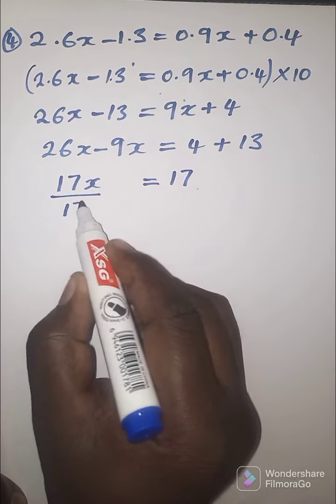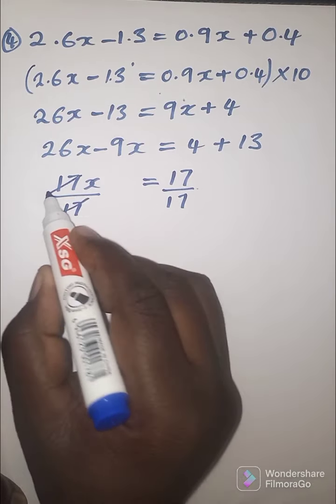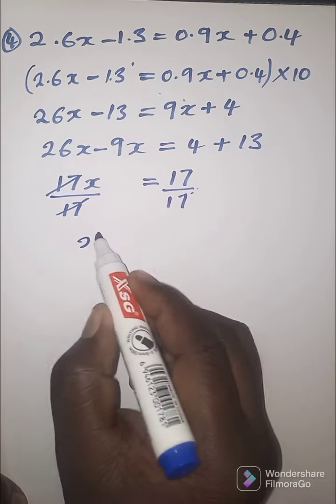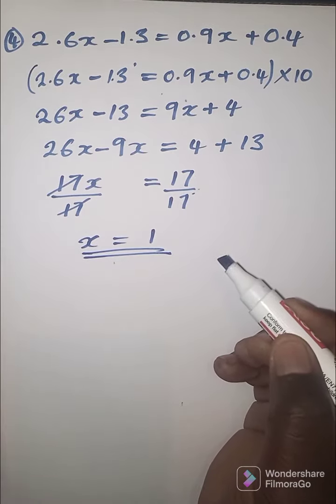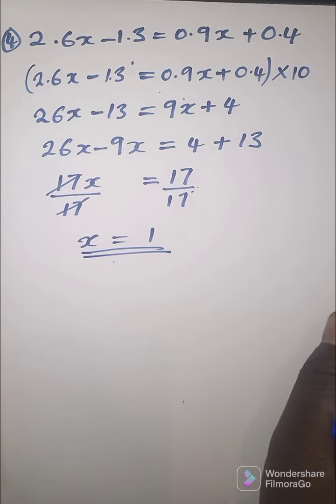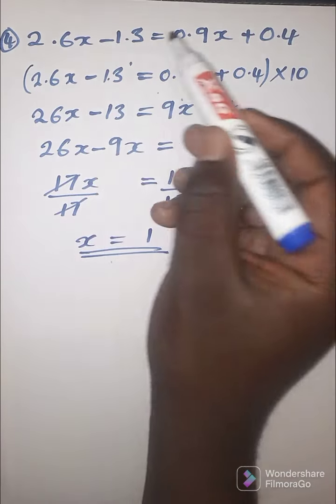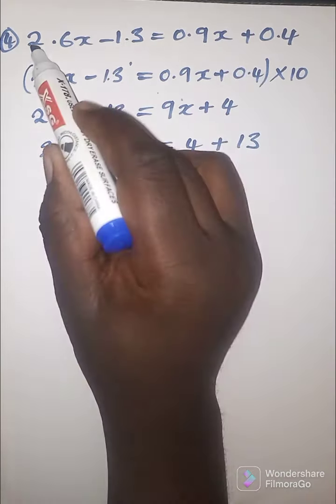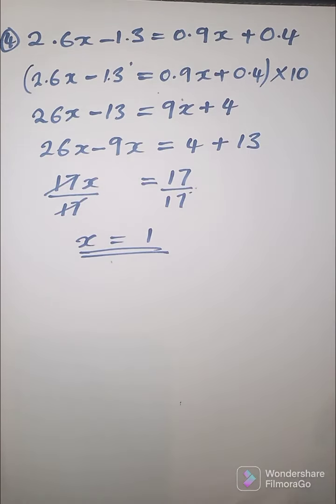So to get the value of x, we divide both sides by 17. 17 into 17 will give us 1. So that 1 is the value of x that satisfies that equation. If we replace x with 1 here and 1 there, the value we get on this side must be the same as the value that we get on the other side.